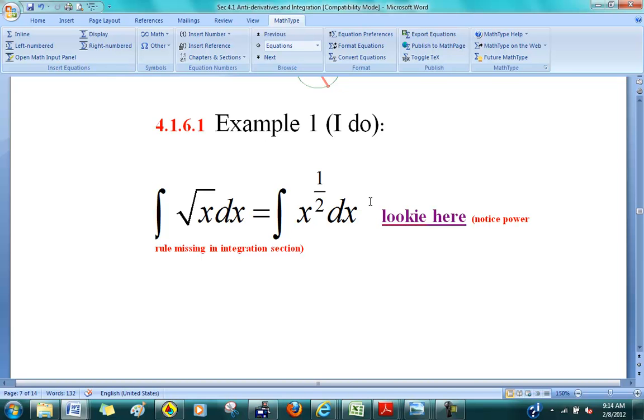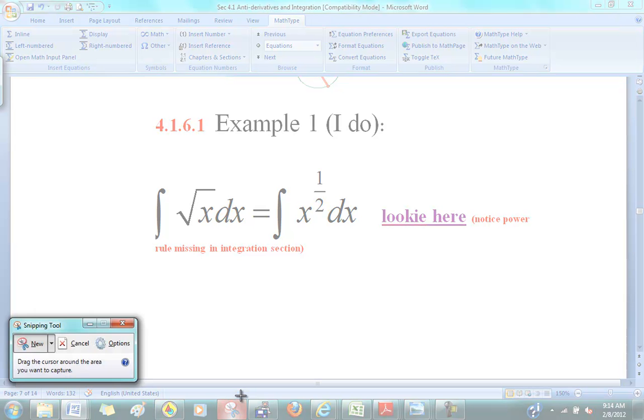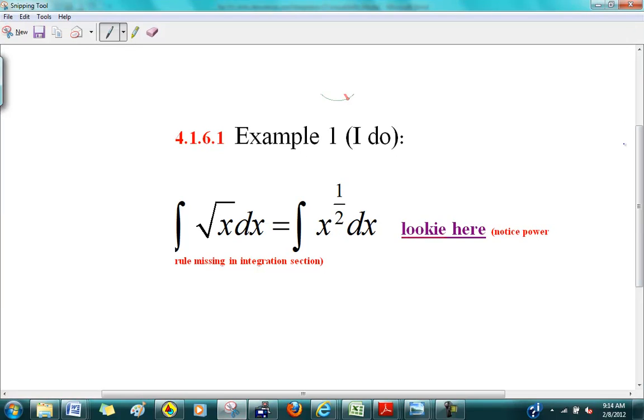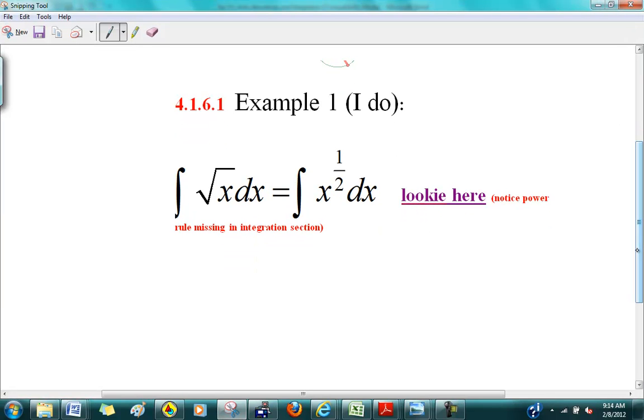So here's our first example. Okay, so the first example that I want to do is Tatiana here, this way.